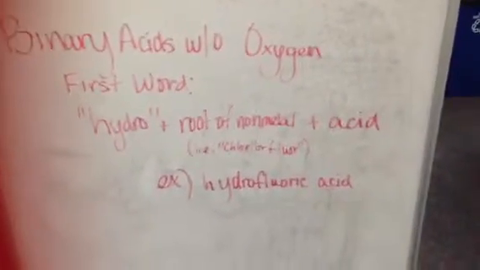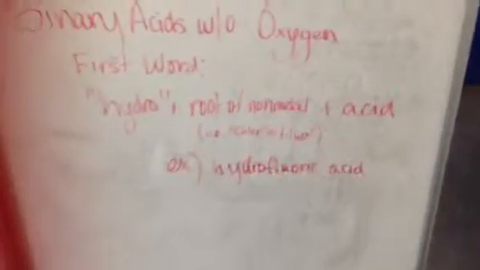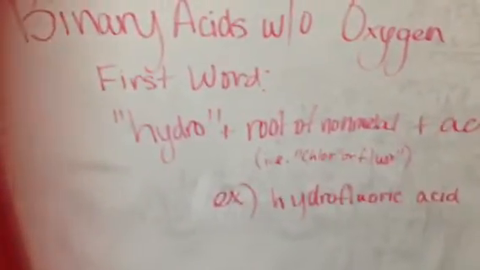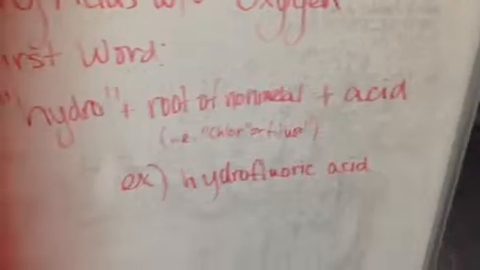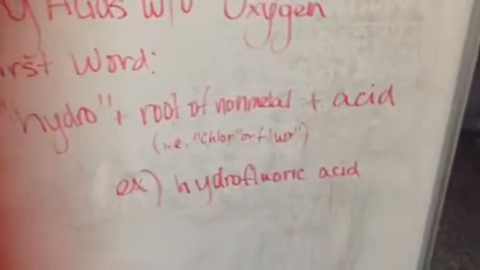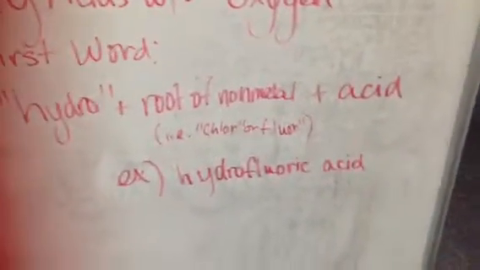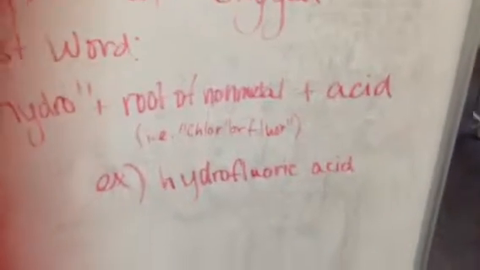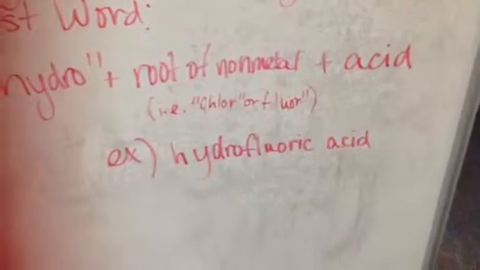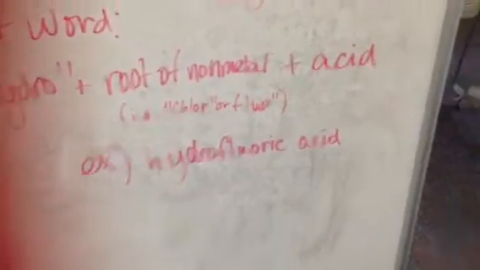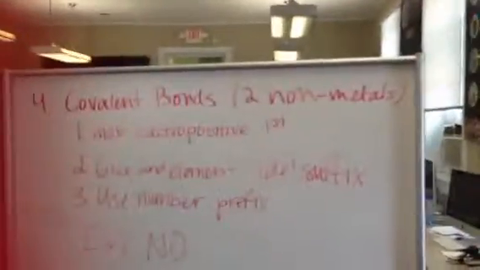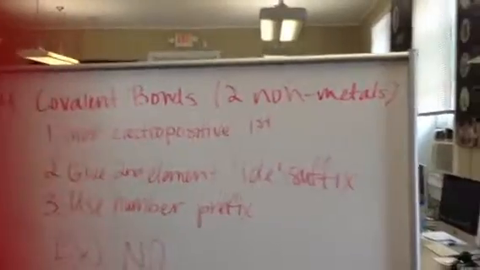So in order to name this one, your first word is going to be the combination of the prefix hydro, then you're going to add the root of the nonmetal, i.e. it could be chlorine, which would be chlor, or fluorine, it would be fluor, and then you will add the word acid. So for example, if you were given the chemical formula HF, it would become hydrofluoric acid. Okay. And the last nomenclature to learn about is covalent bonds, which are formed between 2 nonmetals.